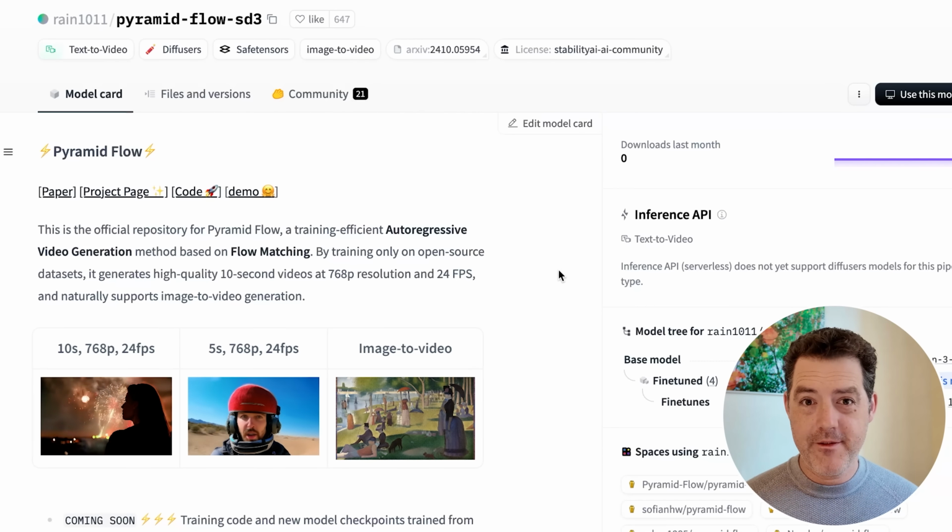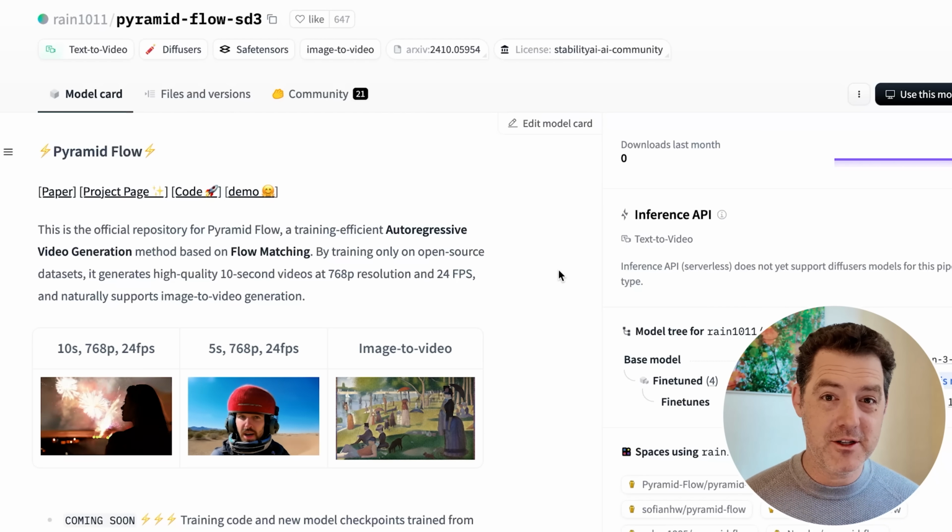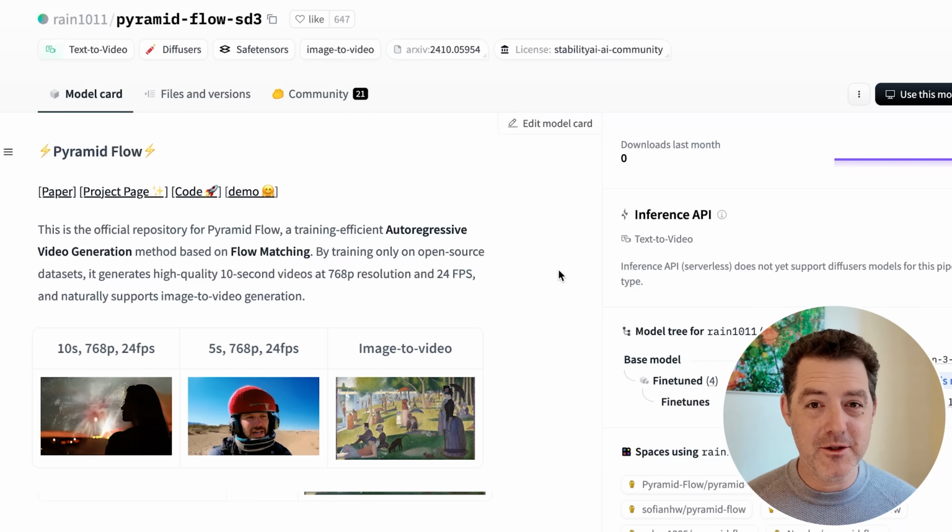You can find it on Hugging Face. It is based on Stable Diffusion, so Stable Diffusion continues to gain functionality. But anyways, check it out. Let me know what you think.